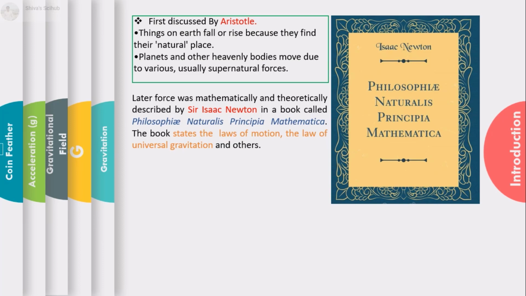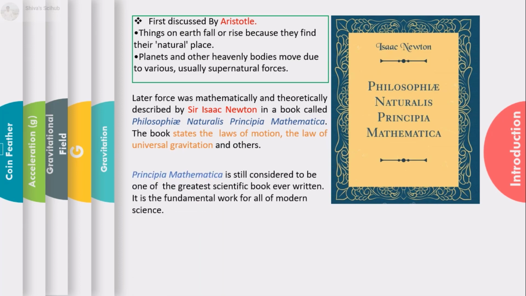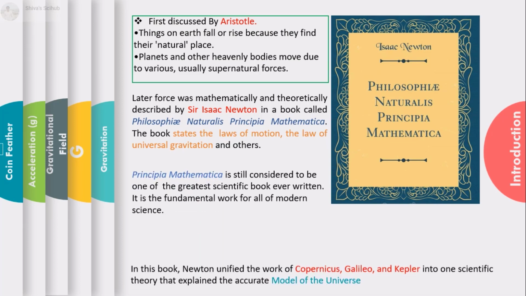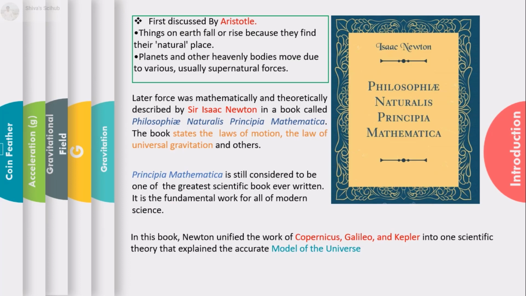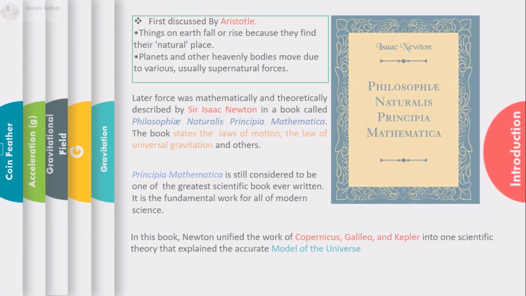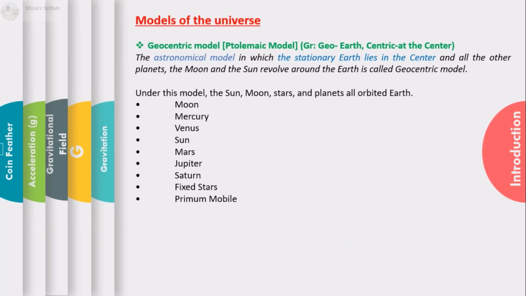And in this book, Newton unified the work of various philosophers at that time into one scientific formulation that could explain accurately the models of the universe, as we shall see. Now let us discuss models of the universe. There are two major models of the universe. They are the geocentric model, also called the Ptolemaic model, and the heliocentric model, also called the Copernican model. The word geocentric is derived from two Greek words. Geo means the earth and centric means at the center.